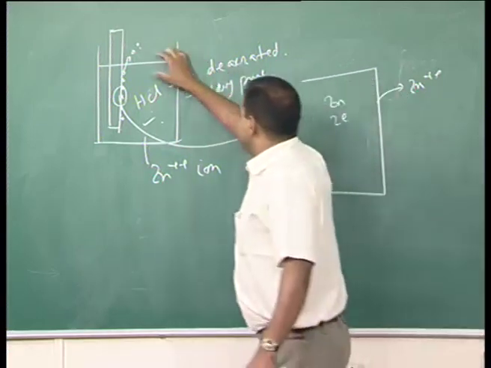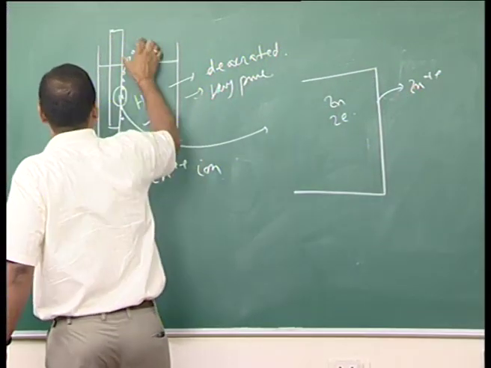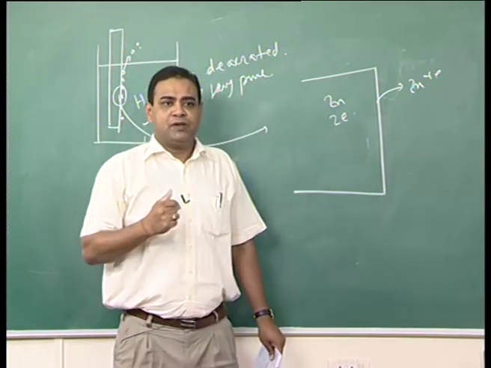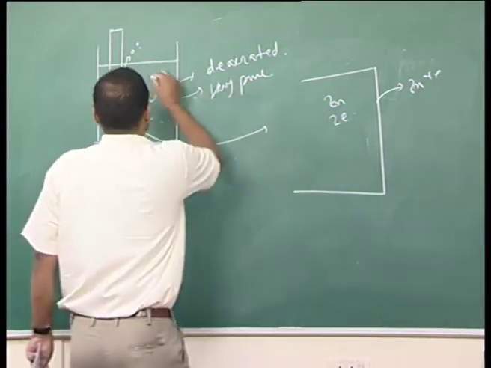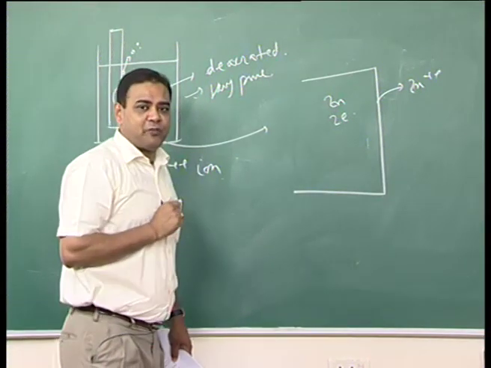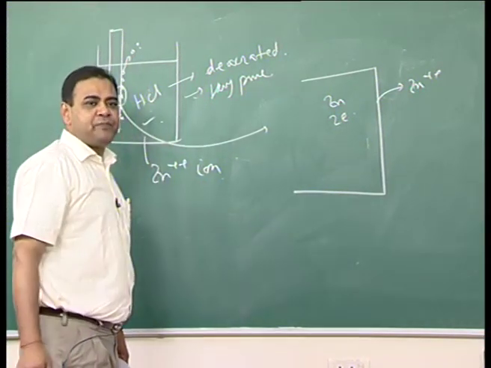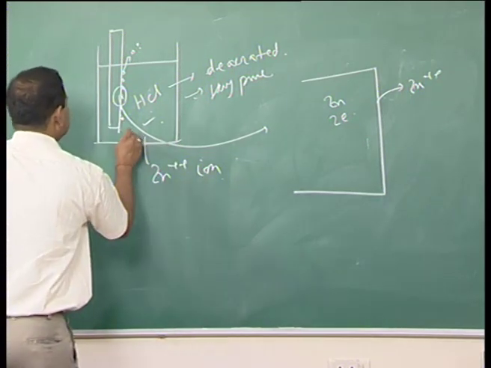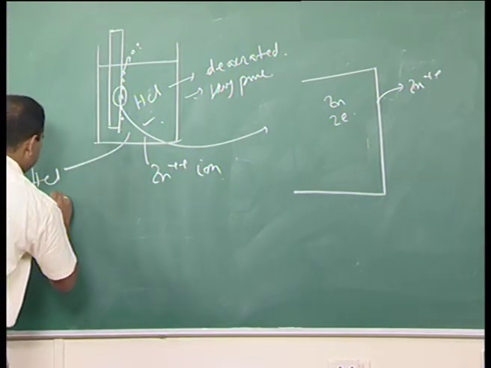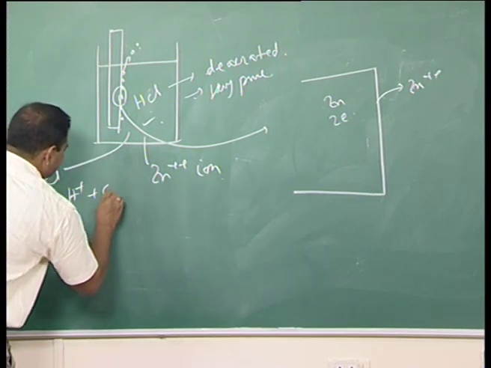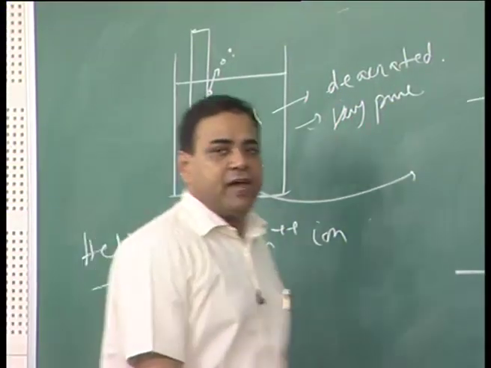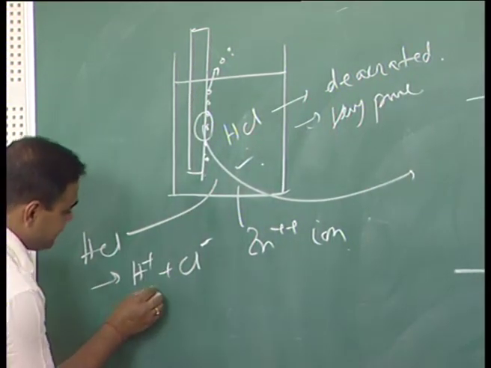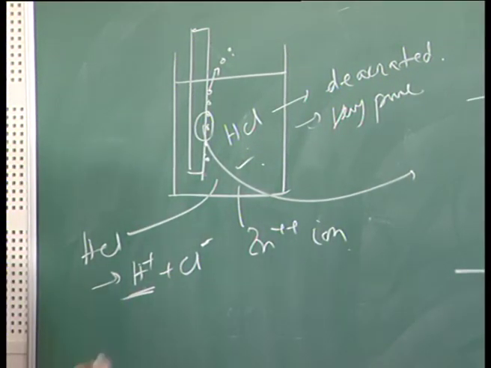If you analyze this gas, you will see that this is nothing but H2, hydrogen gas. Now that means hydrogen gas is forming. How would you expect hydrogen gas formation? What is the source of hydrogen here? The source of hydrogen here is HCl. If you break it, you will find that there are 2 things, H+ and chloride ion. Since hydrogen is formed, the H+ ion must be the source of hydrogen.